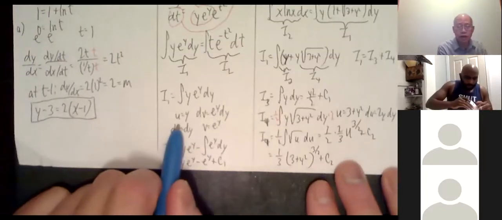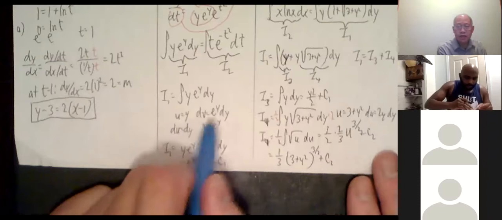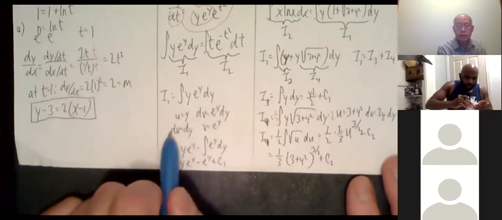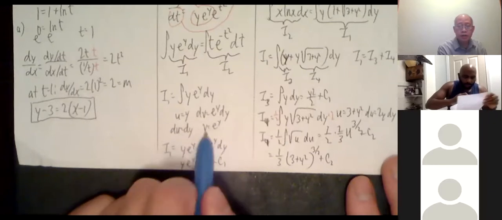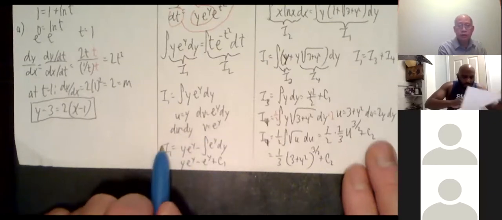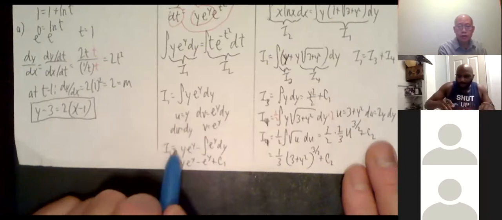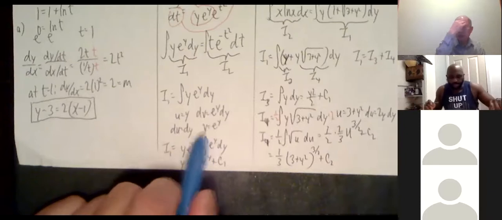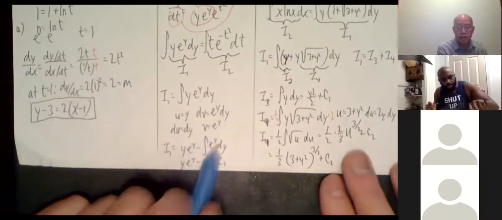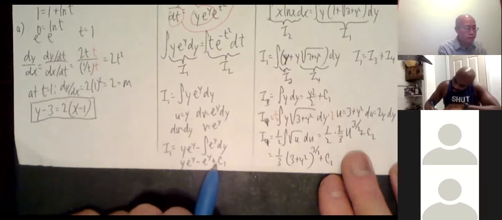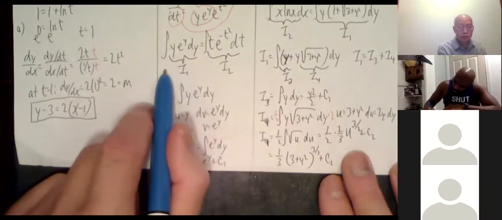y e to the y. Okay, so u equals y, dv equals e to the y dy, du equals dy, v equals e to the y. So I1 is uv, y e to the y, minus the integral of v du. So that's e to the y dy. So I have y e to the y minus e to the y plus c1. Okay, so that's all of this.